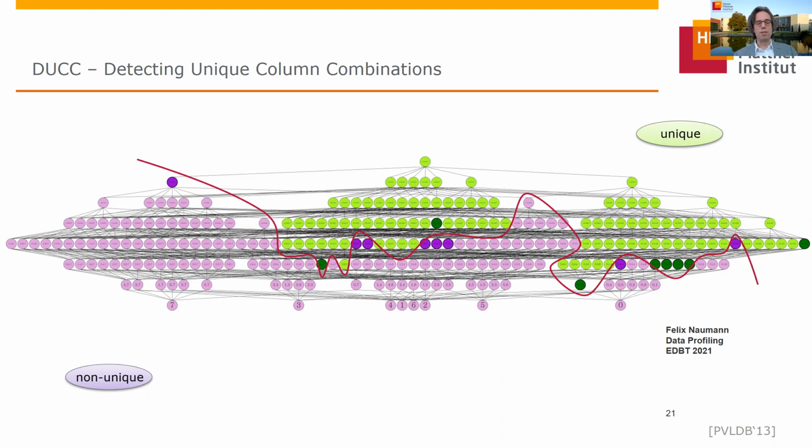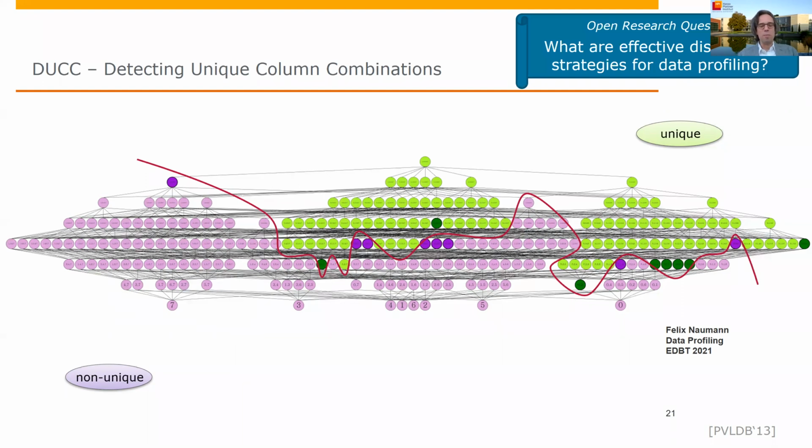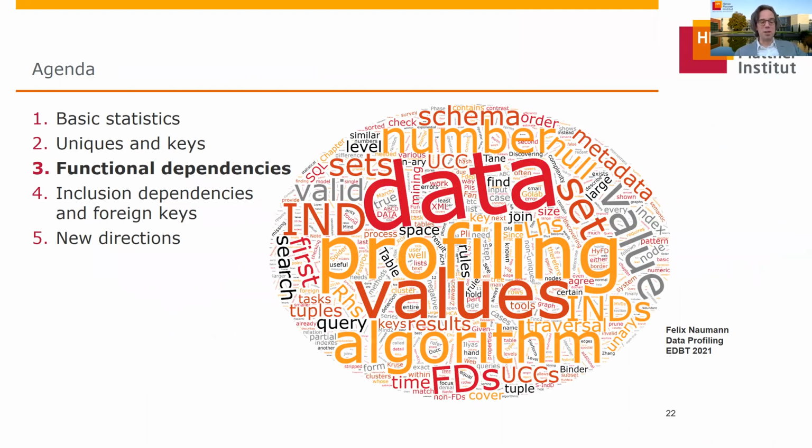There is some work, for instance, again, by the colleagues in Waterloo on distributing profiling algorithms, but I would still argue there's still a lot to be done in effective distribution strategies for data profiling. Okay, this was for unique column combinations. Let's jump to the next topic, functional dependencies.